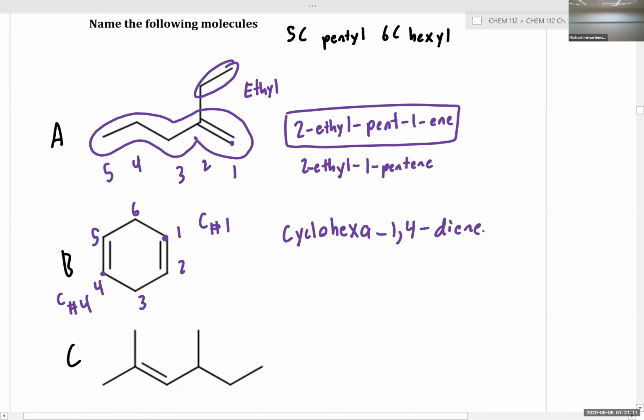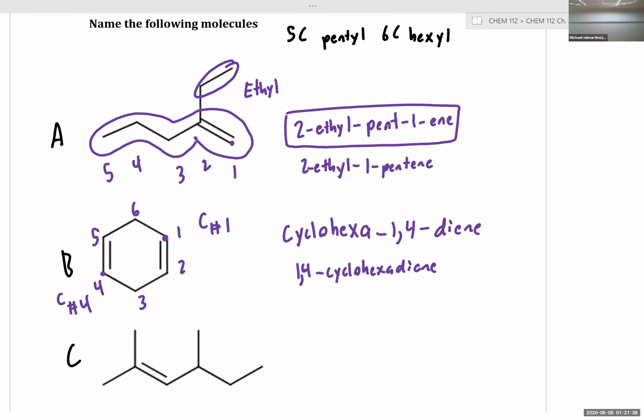It's also reasonable to call this 1,4-cyclohexadiene. Both are reasonable.